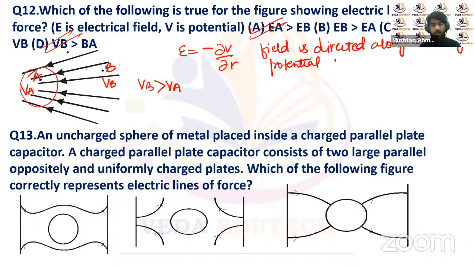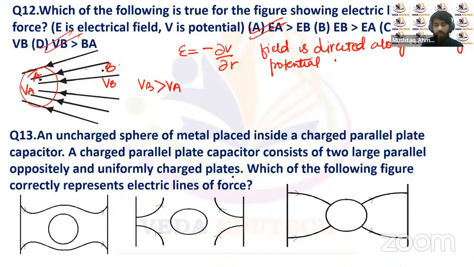Now let's discuss question number 13. An uncharged sphere of metal is placed inside a charged parallel plate capacitor. A charged parallel plate capacitor consists of two large parallel, positively and uniformly charged plates. Which of the following figures correctly represents the electric lines of force?